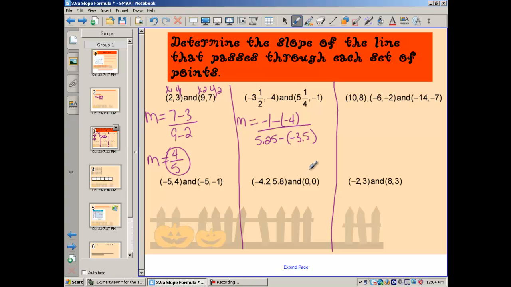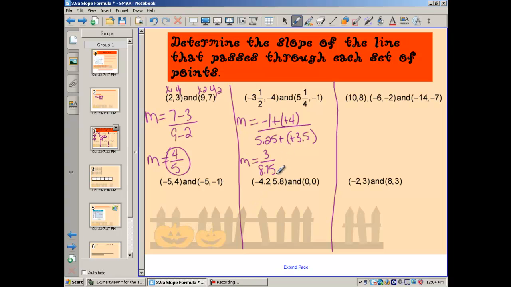And if you'll remember integer rules, when we have minus and negative, we do leave, change, change. We'll do it on the top and the bottom. You just follow those steps. So you end up really with negative 1 plus 4, which is 3, and then 5.25 plus 3.5 is 8.75.